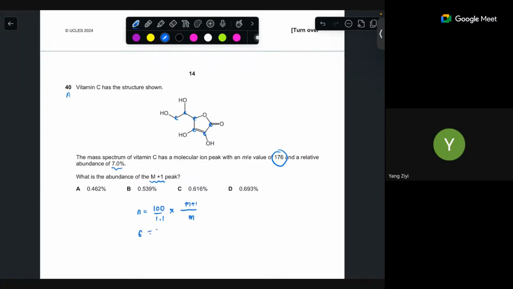So this is 6 carbon times 1.1, which is 6.6. The M plus 1 peak we don't know, and we have M as 7%. We want M plus 1. So 6.6 divided by 100 times 7 is M plus 1. Z, you help me. 0.462. Okay, so you have A over there.